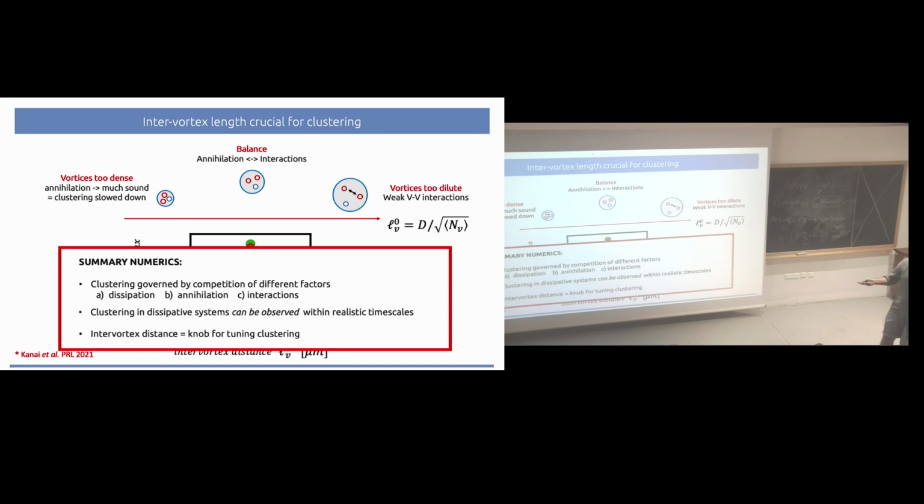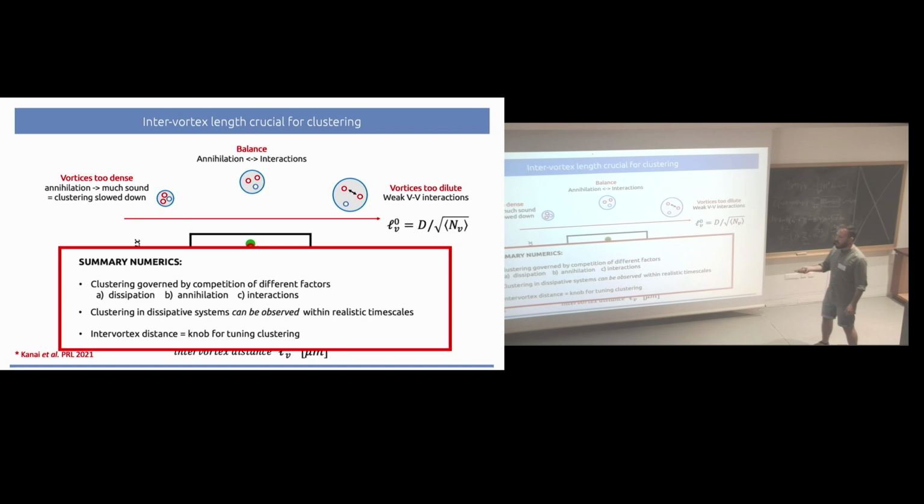So, a quick summary: clustering is governed by a competition of different factors. We have dissipation, annihilation, and interactions, and we are happy because we found that clustering in this dissipative system can actually be observed within realistic time scales. But most importantly, we found the knob for tuning clustering, which is the intervortex distance.